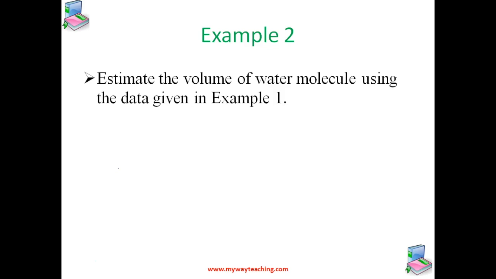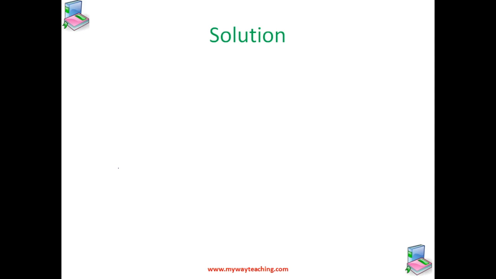Now, the second problem is: estimate the volume of a water molecule using the data which is given in example 1. Okay, we should consider all the data which is given in the first example. See, in the liquid phase, the molecules of water are quite closely packed. The density of a water molecule may therefore be regarded as equal to the density of bulk water. So that is given by density of water molecule is equal to density of bulk water, that is 1000 kg per meter cube.